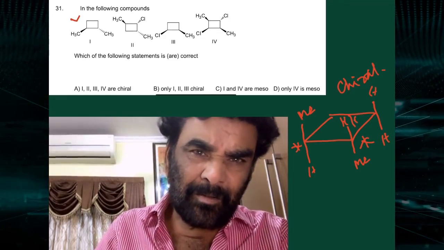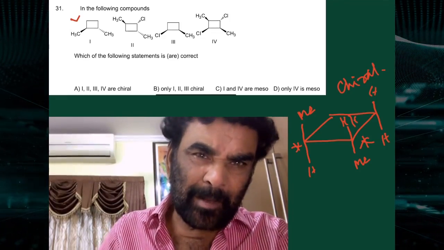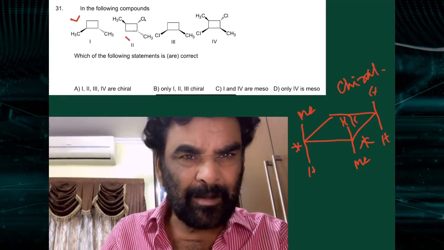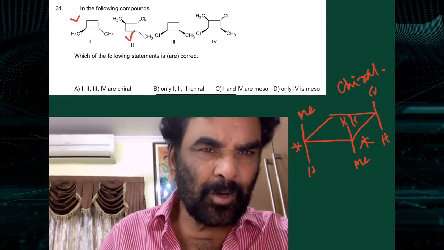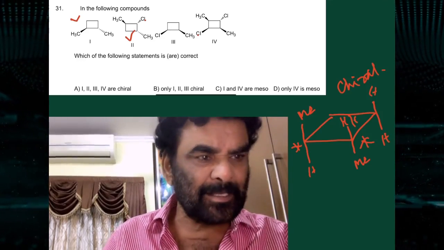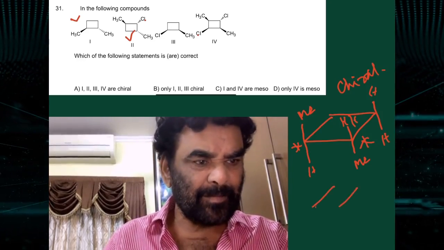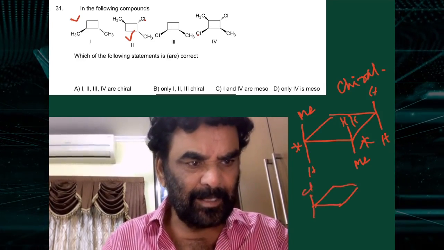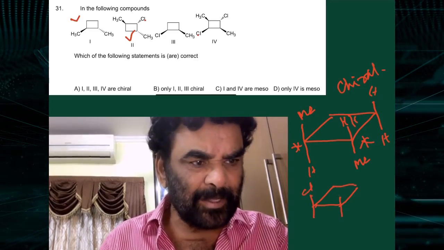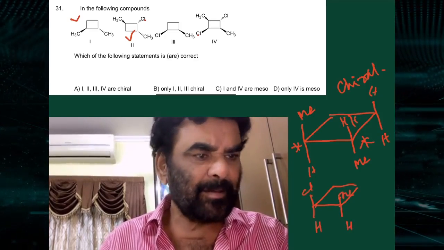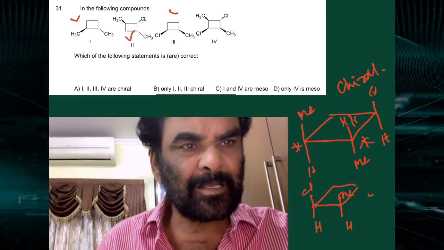Now 2. See, one is above the plane, the other is below the plane. But chlorine is at a reflection point. This is also chiral. Now chlorine, methyl, no plane of symmetry. This is a chiral center, this is a chiral center. Chlorine is at the reflection point, methyl is present. No plane of symmetry, so it is a chiral molecule. This is also chiral.